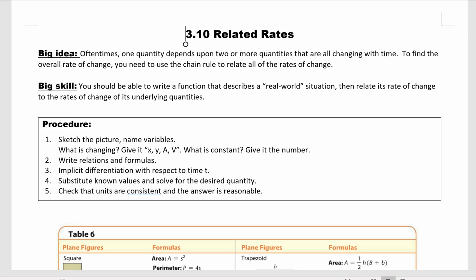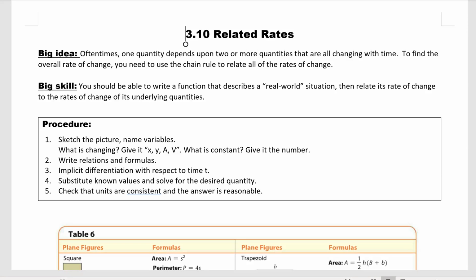Okay. So, big idea. Oftentimes, one quantity depends upon two or more quantities that are all changing with time. To find the overall rate of change, you need to use the chain rule to relate all the rates of change. Okay? Big skills. You should be able to write a function that describes a real-world situation and then relates its rate of change to the rate of change of other quantities. Okay, so here are the procedures or steps.